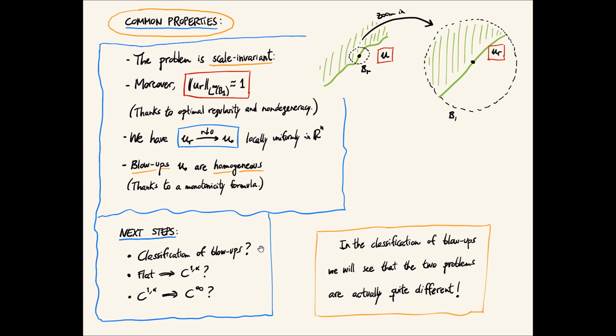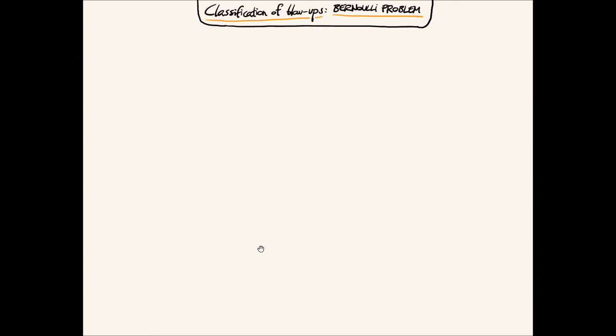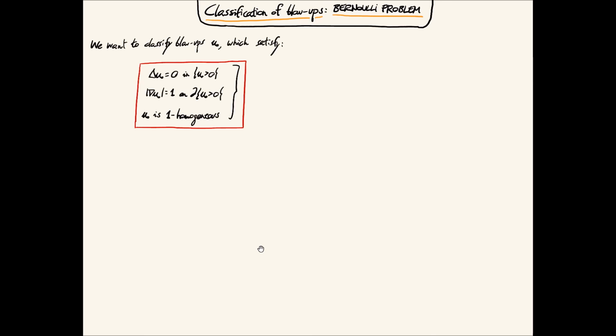Okay, so if I still have some 5-10 minutes, then I will start with the classification of blowups, and then we will continue. Of course, I will not finish now, but we will continue next day. Okay, so basically for the classification of blowups, we start with the Bernoulli problem, which is the most similar to minimal surfaces, actually. Okay, so the result and the theorem and the spirit, in a sense, is more similar to minimal surfaces, and then the obstacle problem is a bit more different.